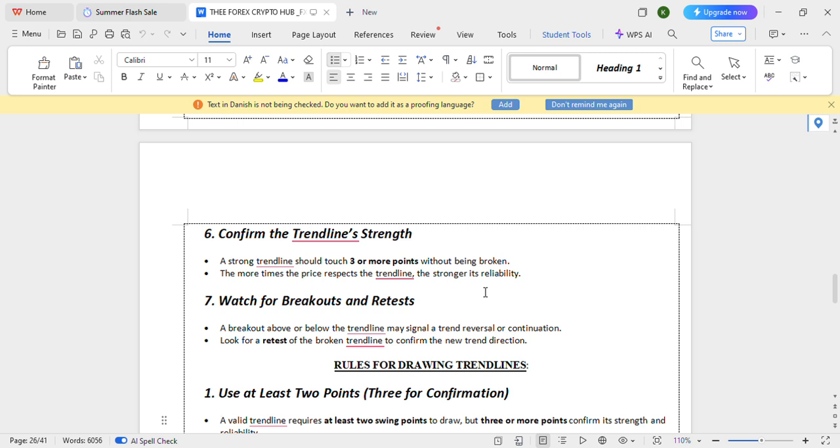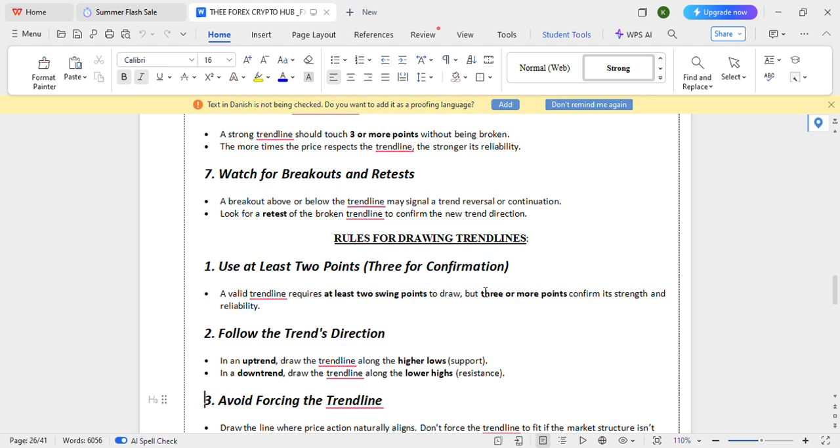And then the last one is to watch for breakouts and retests. A breakout is when, let's say we had a trend line and the market was going upwards, and then the market goes past the trend line. That is what we call a breakout. Then a retest is the market coming back to where it broke out.